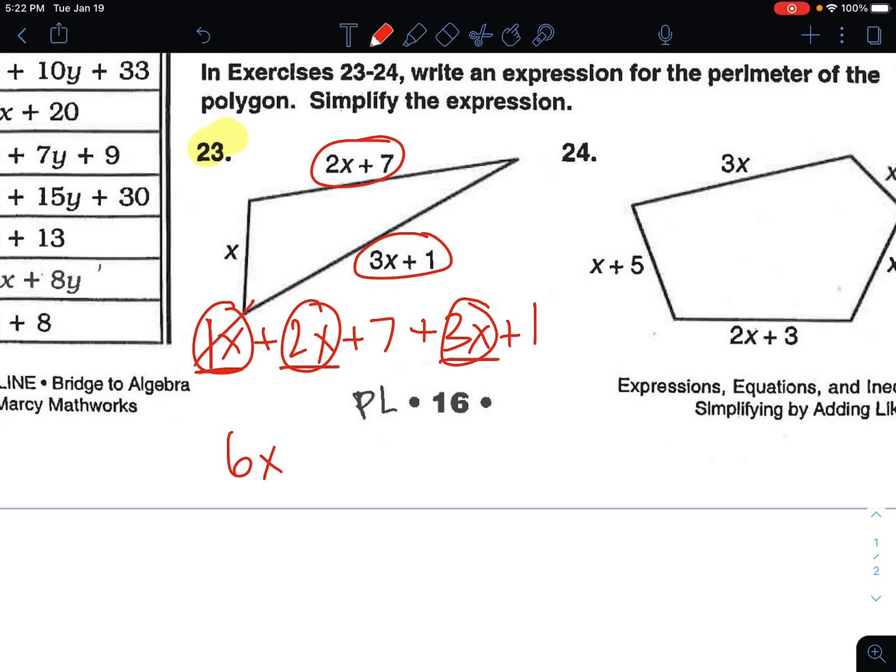And then I'm done with those. Cross those out. I have 7, and I have 1 now, and 7 plus 1 is 8. So 6x plus 8. And that's it. That's how you solve this.